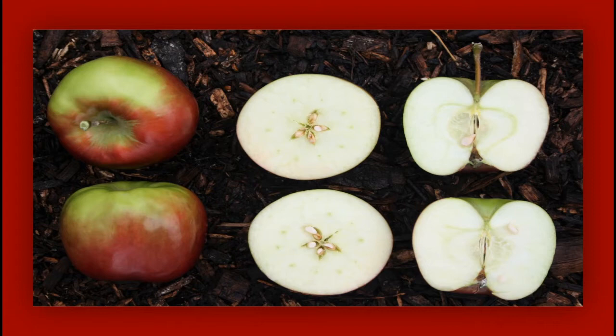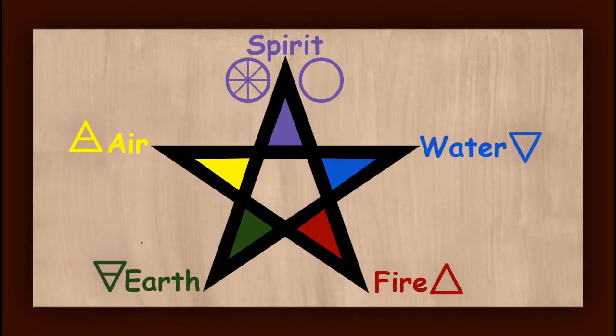Can you see the pentagram inside these apples? Do you notice how each point of the star holds a seed? With your parents' help, I bet you can find a pentagram in the next apple that you enjoy. The pentagram is a very important symbol in our faith. Each point on the star represents one of the 5 elements. Many times you'll see the pentagram surrounded by a circle that goes all the way around the outside.